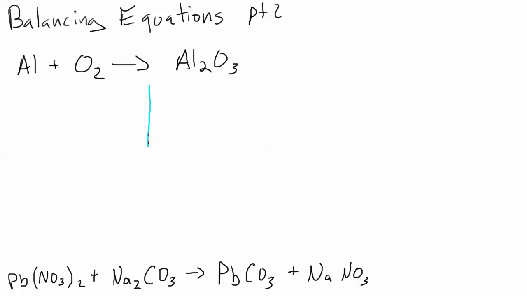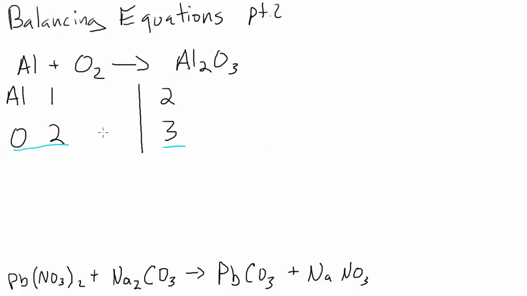Let's start by looking at why this equation is so tricky, and in order to do that, we're going to account for the number of atoms on each side of this equation. So there's one aluminum in the reactant side, and there's two oxygen in the reactant side. There are two aluminum on the product side, and three oxygen on the product side. And this, right here, is what makes this equation so difficult.